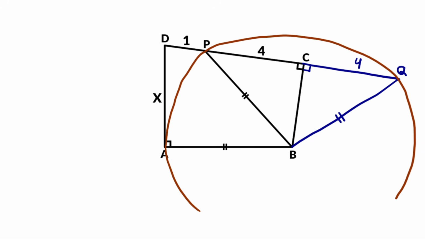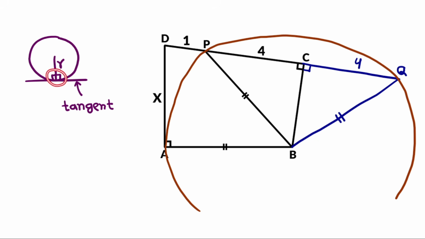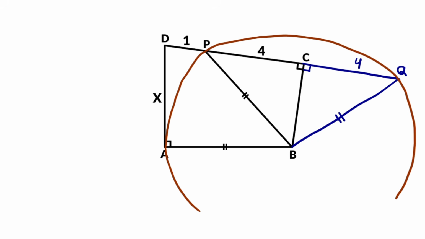Let's imagine that circle. Now look carefully at point A. Because angle DAB is 90 degrees, the line AD is perpendicular to the radius AB. And whenever a line is perpendicular to a radius at the point of contact, it is a tangent. So AD is a tangent to the circle. Meanwhile, the line DQ passes through the circle at 2 points, P and Q. That makes DQ a secant.